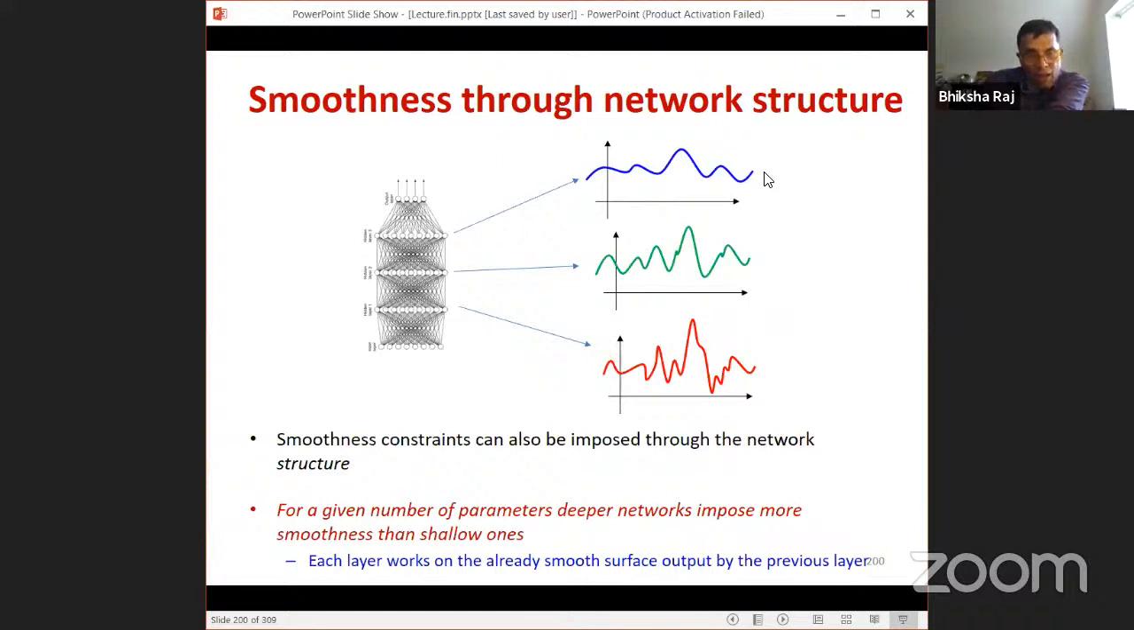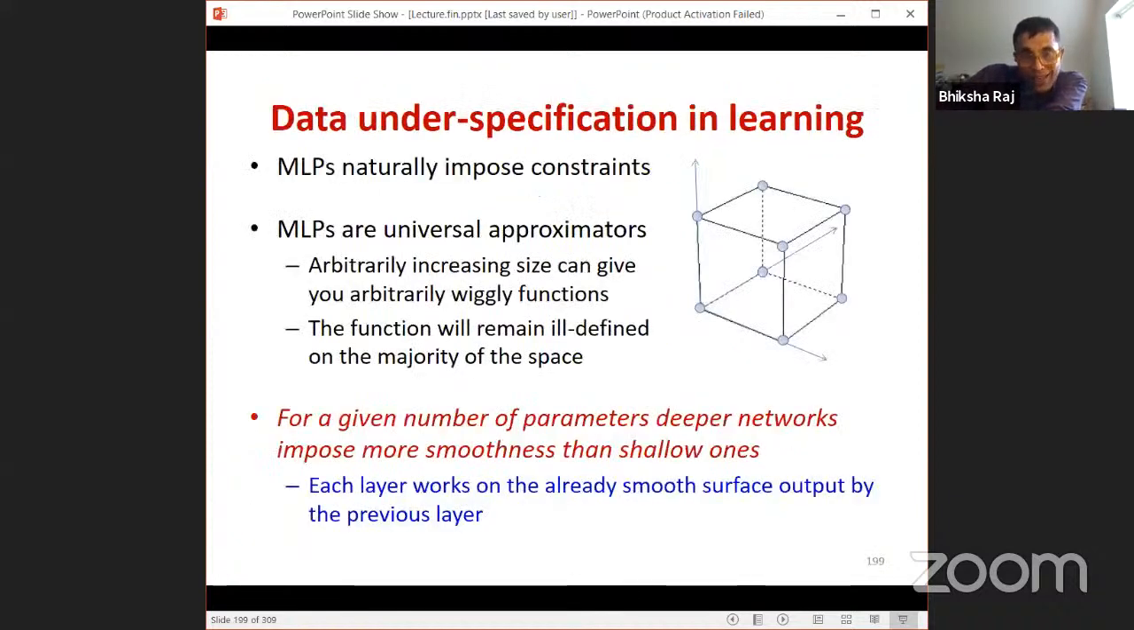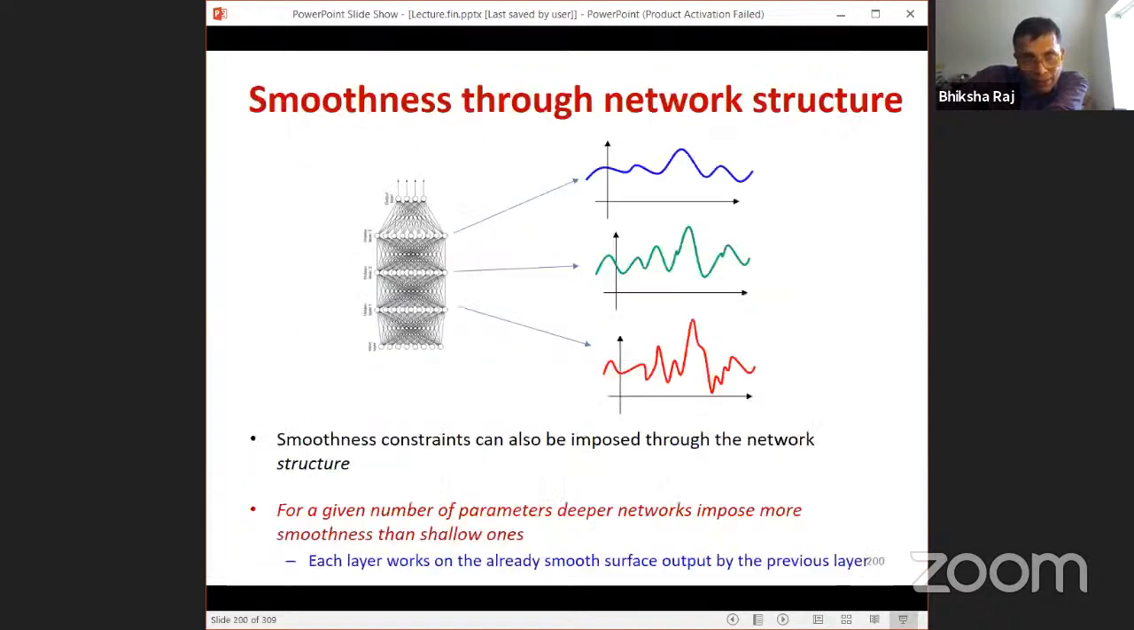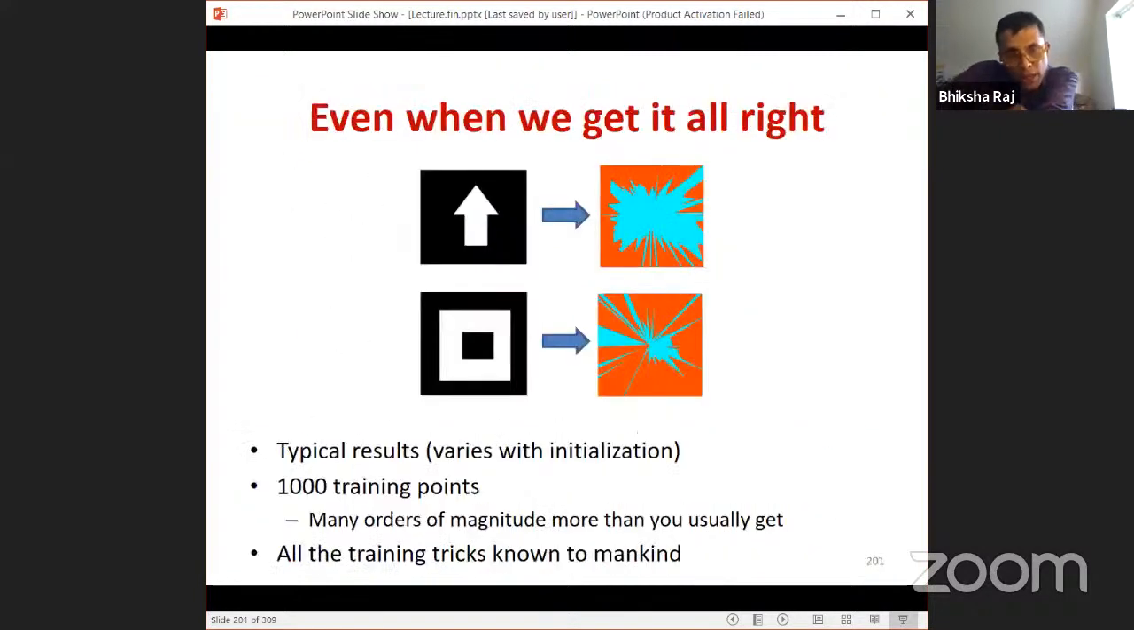So for a given number of parameters, if I just restructure the same parameters to be deep rather than wide, then the depth by nature is going to impose more smoothness constraints, which makes it more likely, with no guarantee of course, that you will learn something like the dotted function rather than the steeply increasing and falling red function. So here is a typical example of how that works.